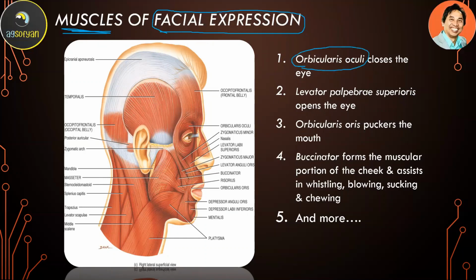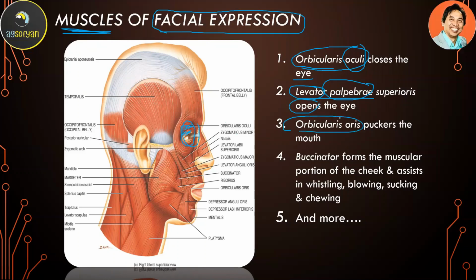Orbicularis oculi, and again, oculi means eyes. Orbicularis means circle. So this is the muscle that circles the eyes. This muscle is usually used for closing our eyes. Levator palpebrae. Palpebrae means eyelids. Levator means lifting, elevation. So it's lifting our eyelids. Therefore, it's going to open the eyes.